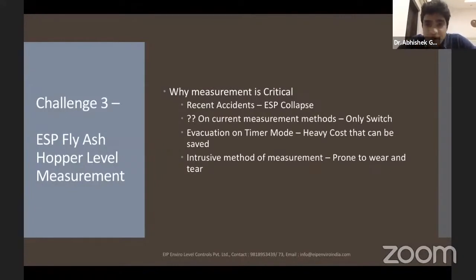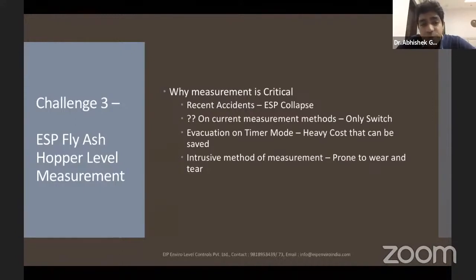Then the other critical point is that the evacuation right now in ESP hoppers is on a timer mode, whereas it should actually be on a case to case basis. Whenever the hopper fills, I should evacuate that hopper. It should not be on a timer mode, because a timer mode of operation involves a heavy cost in the operation of the plant.